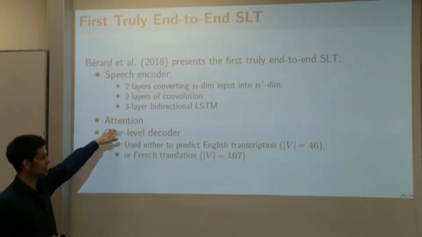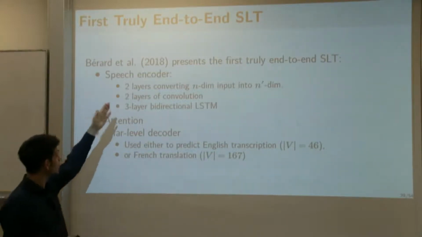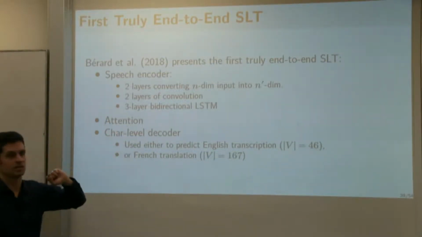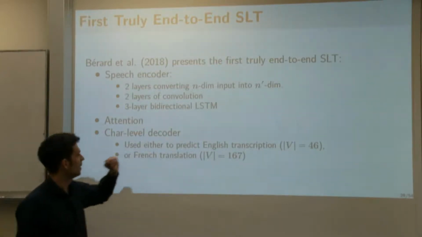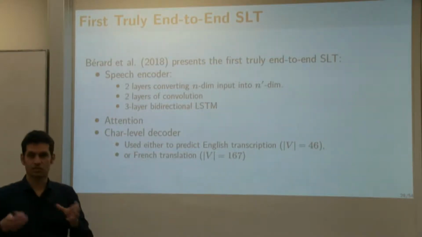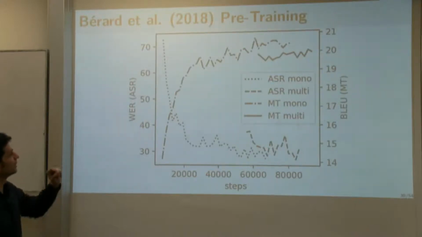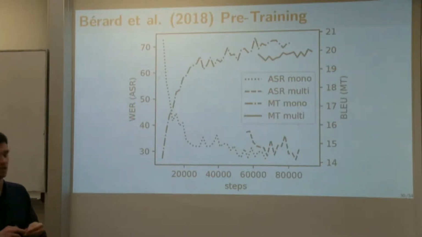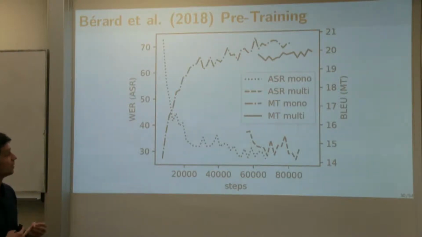Then there is the standard attention that we have discussed in the past, and they used character level decoding in these 2018 experiments. So they are predicting either the English transcription or the French translation, so they are using both sides of the data. And they train it in multiple ways, but this is the pre-training approach.